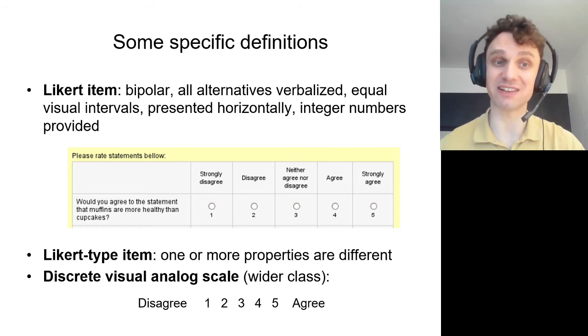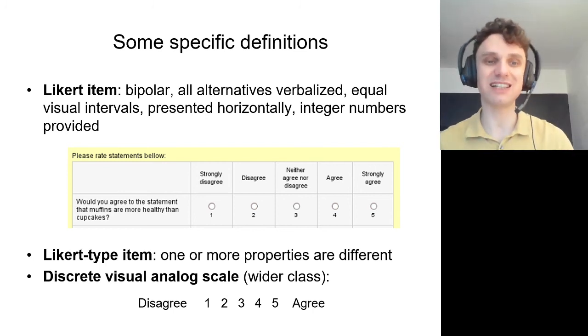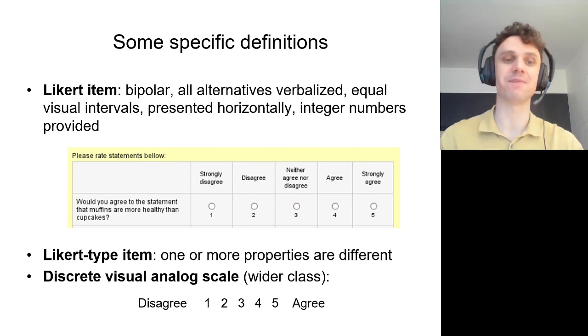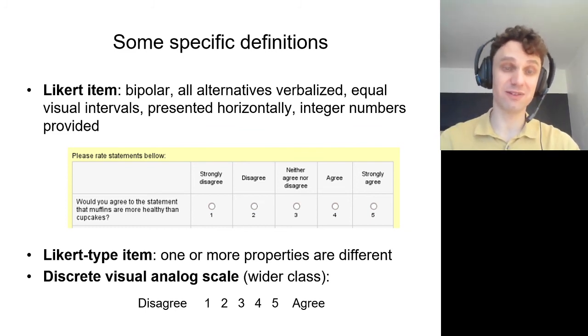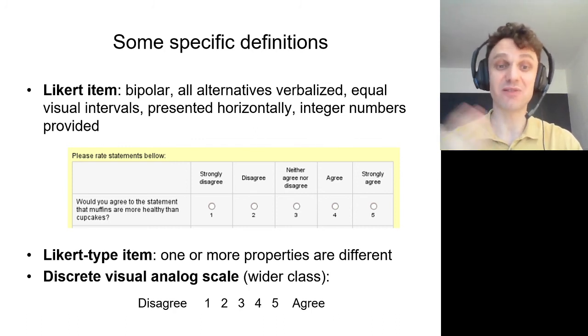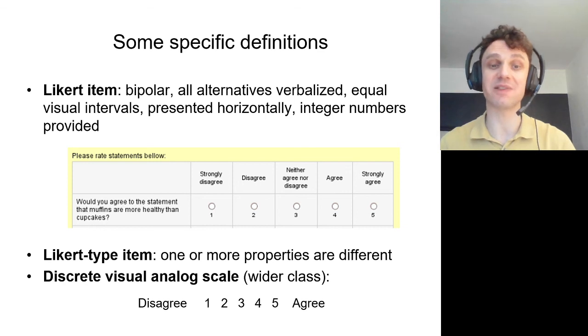This is very important if you are formatting your questionnaire in Microsoft Word. Make sure you align the columns. Otherwise, it may affect the way people answer if they complete it on paper. So all those properties are necessary to call it a Likert item or a Likert scale. If one or more properties are absent, we can call it a Likert type item, or maybe a discrete visual analog scale, something like that. It's just a more general type of scales.